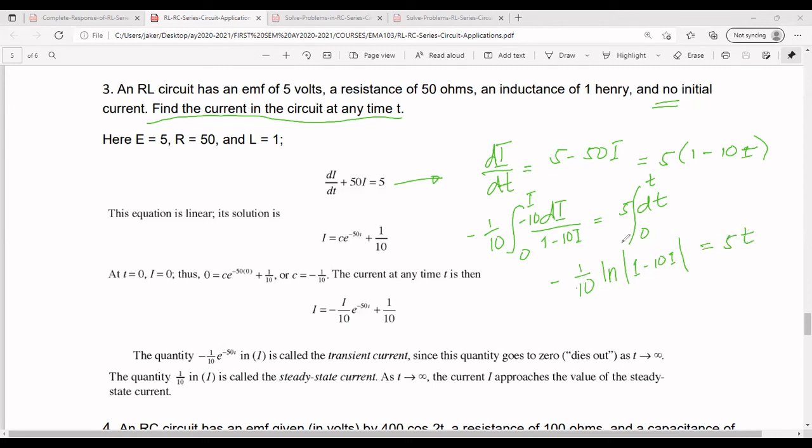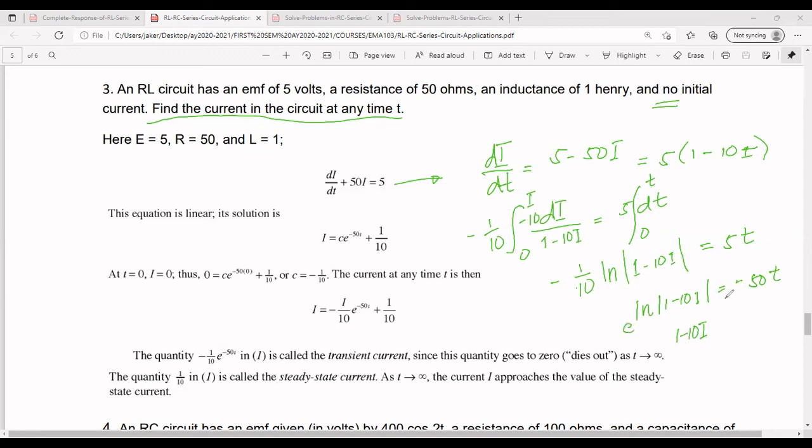Now, if you wish to transfer this again in here, you can have ln of (1 minus 10I), and you have this negative 1 over 10. If transferred here by multiplying both sides by negative 10, it will make the right side negative 50t. The same approach as we did when we evaluated for the transient response and came up with the formula. You will have e raised to ln of (1 minus 10I). This will also be e raised to negative 50t. So you will have 1 minus 10I.